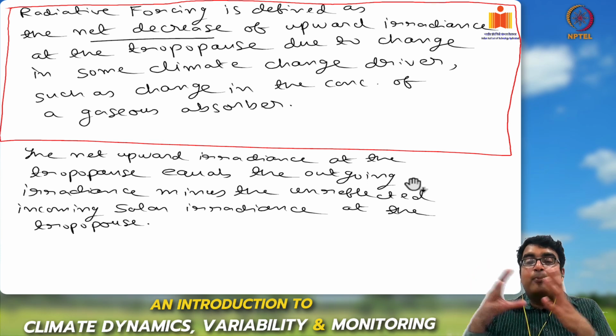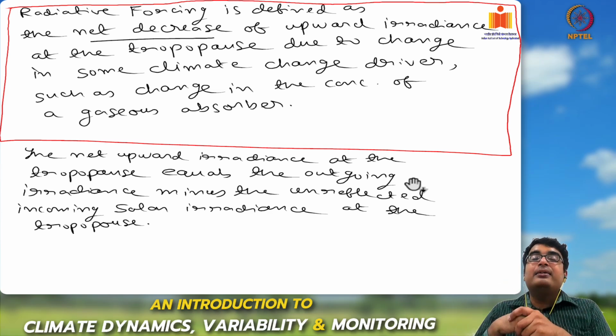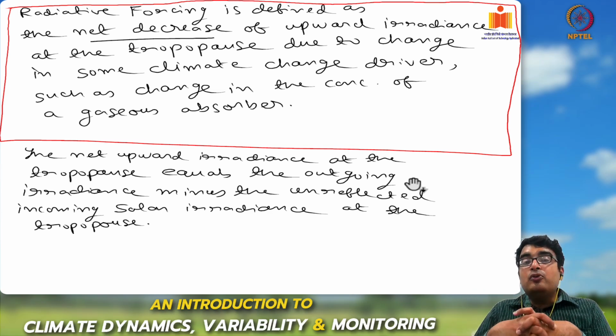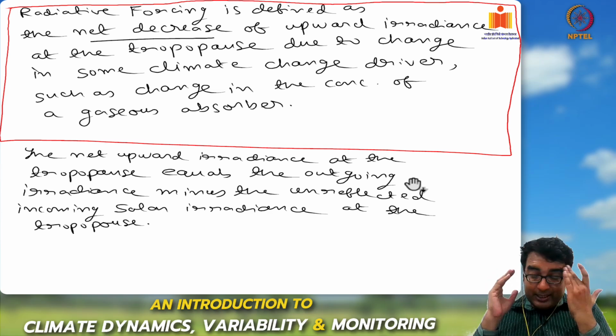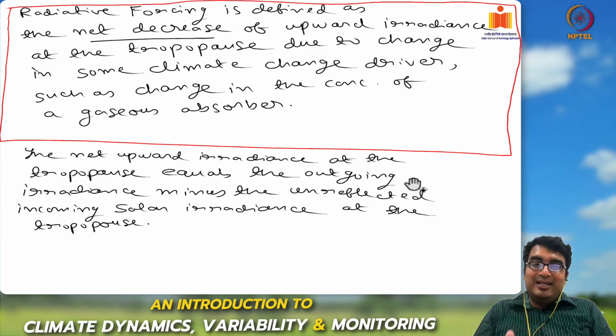Here, when we are talking about upward irradiance, we are talking about the net upward irradiance. How much that is decreasing at the level of the tropopause due to change in some climate change driver, like a change in the concentration of a gaseous absorber. So let's understand this definition and then we will uncover what it actually means. So radiative forcing is defined as the net decrease in the upward irradiance, or radiation flux density, at the tropopause due to change in some climate change driver like the concentration of a gaseous absorber.